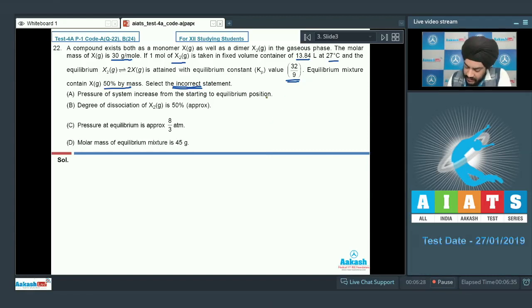So let us try and solve this question. We have been given that X2 dissociates into 2X. Now at T equal to 0, we have started with only 1 mole of X2 where X is not present. And if we talk about equilibrium, we can assume that alpha amount of X2 has dissociated, which will lead to the formation of 2 alpha amount of X.